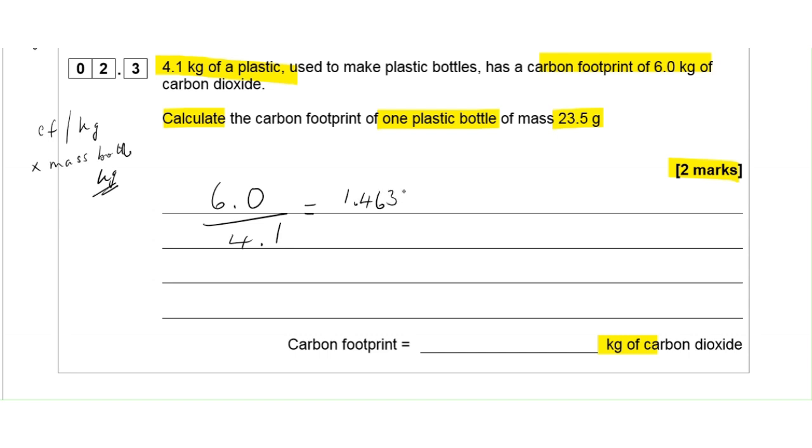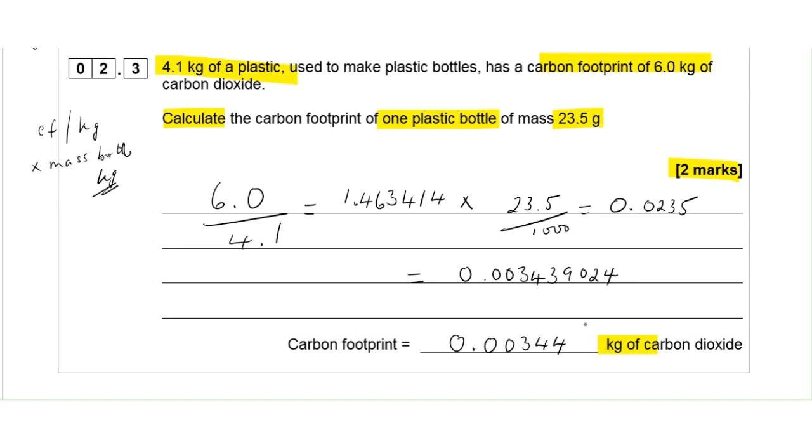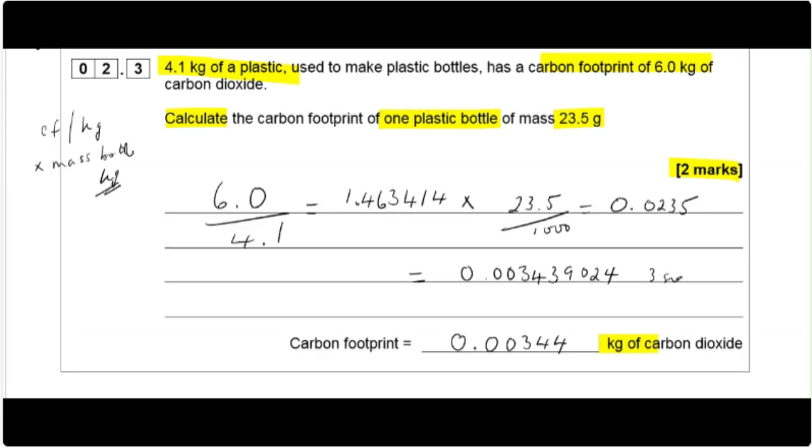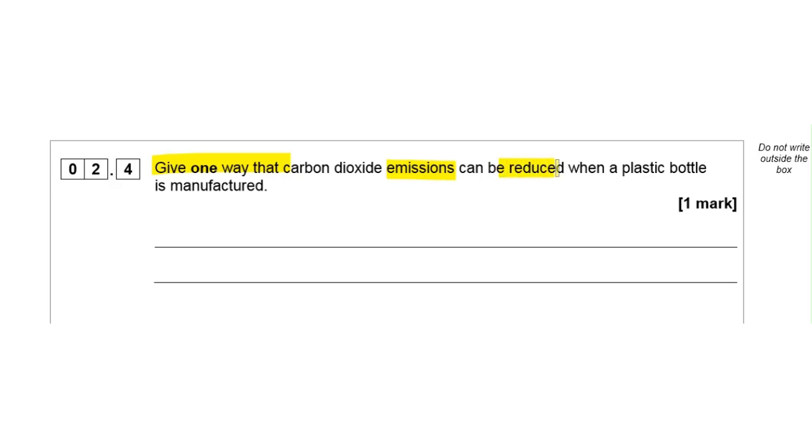Using our calculator, 6.0 divided by 4.1 equals 1.463414. We multiply this by 23.5 divided by 1000 to convert grams to kilograms, and this comes out at 0.0235. Multiply 1.463414 by 0.0235 and you end up with 0.003439024, and then we must do this to 3 significant figures. That ends up being 0.00344 for 2 marks.